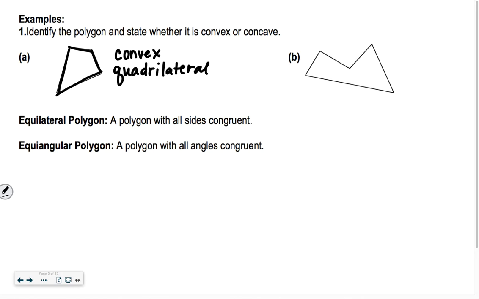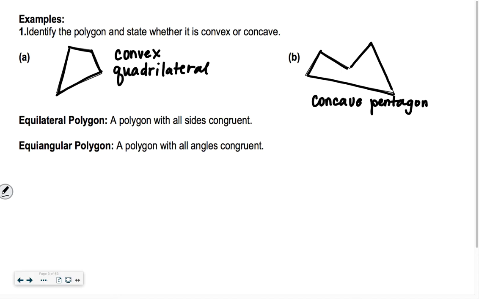Okay, so how about this one? Let's count the sides. 1, 2, 3, 4, 5. 5 sides. Convex or concave? Yeah, Maya? Concave. So it's a concave what? Concave pentagon.